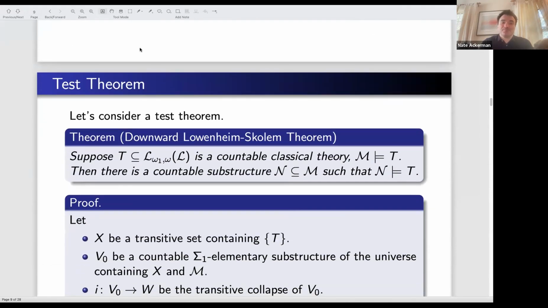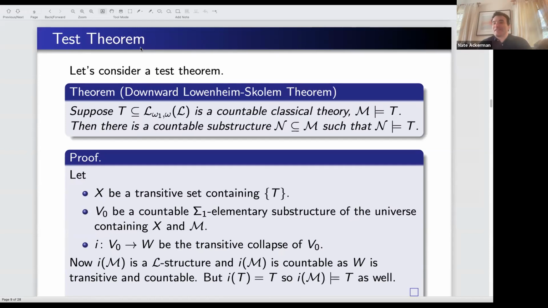So let's first consider a test theorem: the downward Lowenheim-Skolem theorem. The downward Lowenheim-Skolem theorem says that if I have any countable theory of L omega 1 omega, this is the downward Lowenheim-Skolem theorem for L omega 1 omega, and any classical model, then there's a countable substructure which also satisfies the theory.